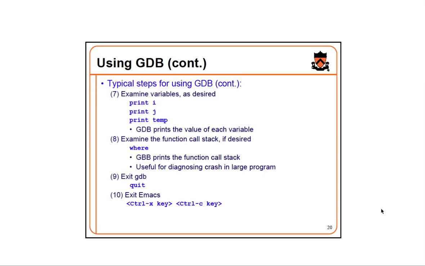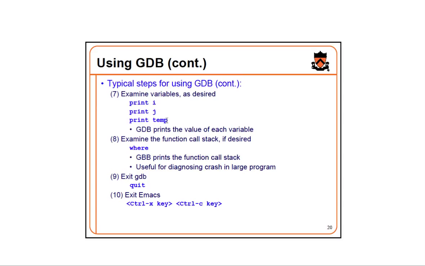So as you start having problems in these larger programs that we're working on, this will be a tool that will help you with that. So I may want to look at the values of some variables. Let's say I have an i and a j and a temp. I can say print i, print j, print temp, and it'll show me what the current value is of that variable at the point that I've stopped.